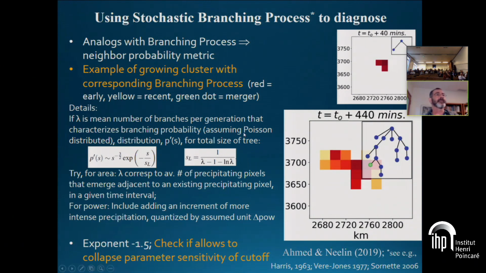And if these are Poisson distributed, then the probability distribution for your stochastic branching process would be the size to the -3/2, which is the correct exponent for our power law range, and then an exponential drop with a scale that is given in terms of that mean number of branches. So then you diagnose for a given run of your model a measure of how many pixels you tend to add to your cluster per time step for a growing cluster. And then we want to check if that helps us any with the parameter sensitivity.